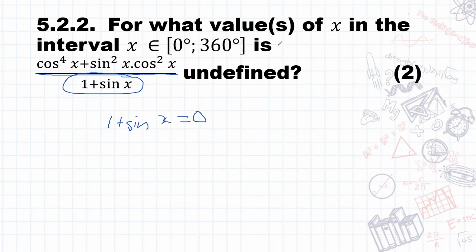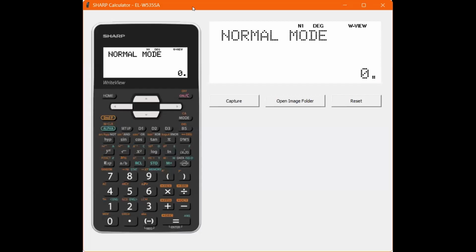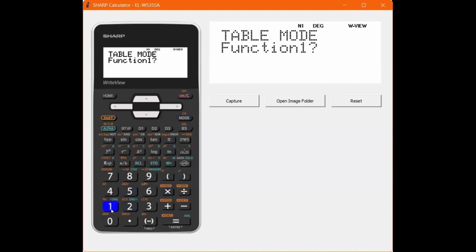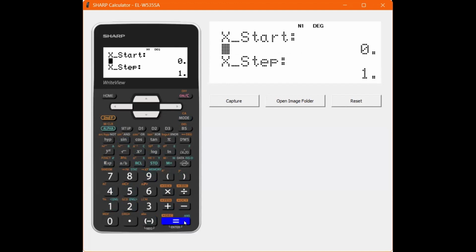Now, I'm going to use my calculator for this, but there are multiple methods. I just find it easier to grab it quickly, and I'll show you how to do it. On your calculator, go to your table mode, which is 2, and type in your denominator, which is 1 plus sine x. So 1 plus sine, and to make an x, just RCL twice, and then equals. Ignore function 2, we don't need it. Start at 0. I'm going to make steps of 15. That should give us a good answer.